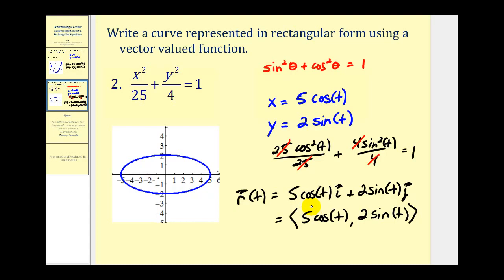So if we let t equal 0, the x component would be 5 and the y component would be 0. So we'd be at this point here, and then at pi over 2, the x component would be 0 and the y component would be 2. So we'd be here, which means we're graphing this counterclockwise based upon how we defined the vector-valued function. Okay, that's going to do it for this video.